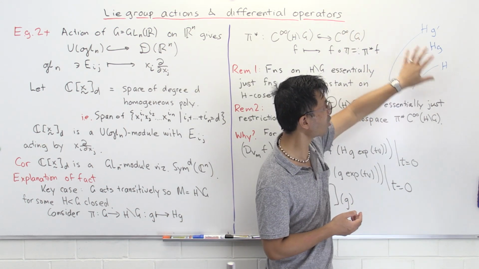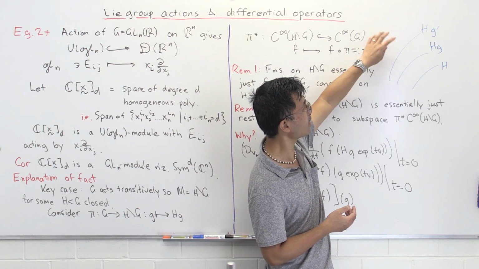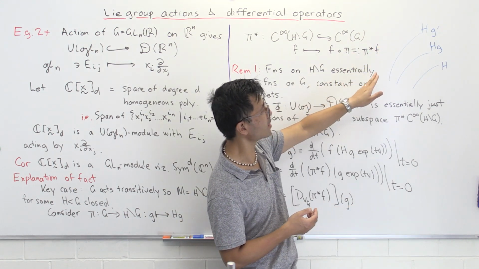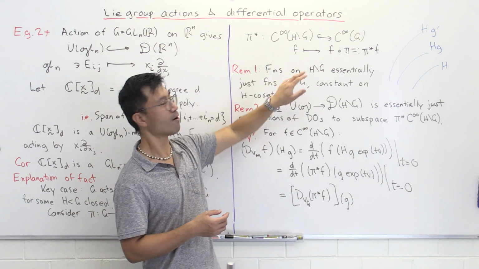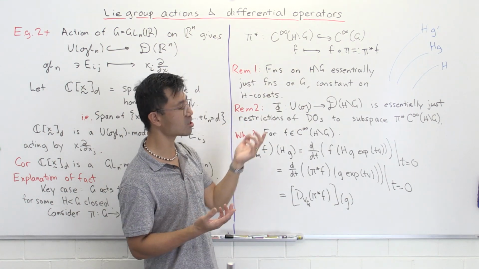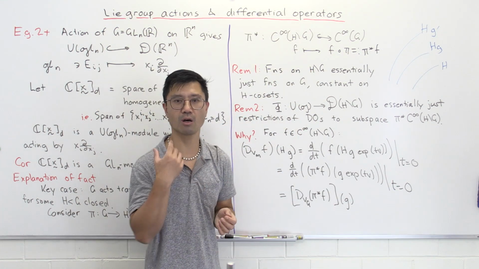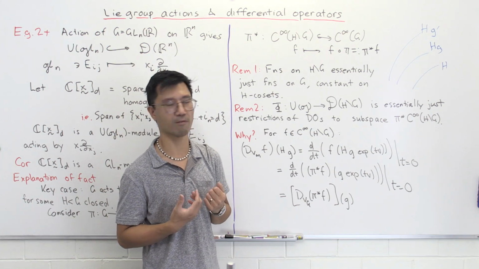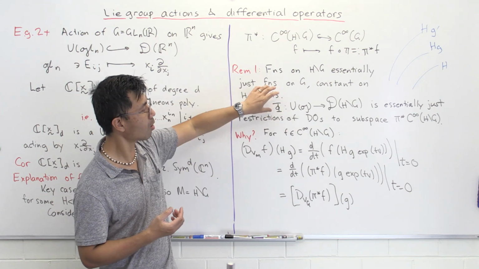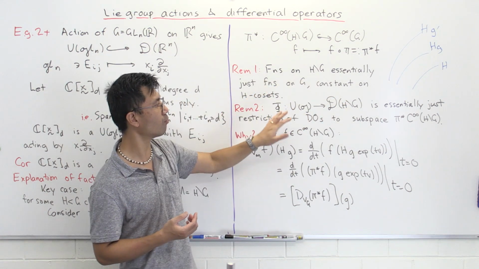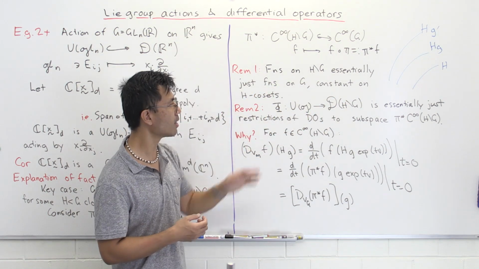So you can think of a function on the whole of this group, and it's going to be constant on these cosets. In other words, functions on G mod H are essentially just functions on G which are constant on the right cosets of H. And the second bit is, I'm going to give you a new interpretation of what this map phi does in this special case.